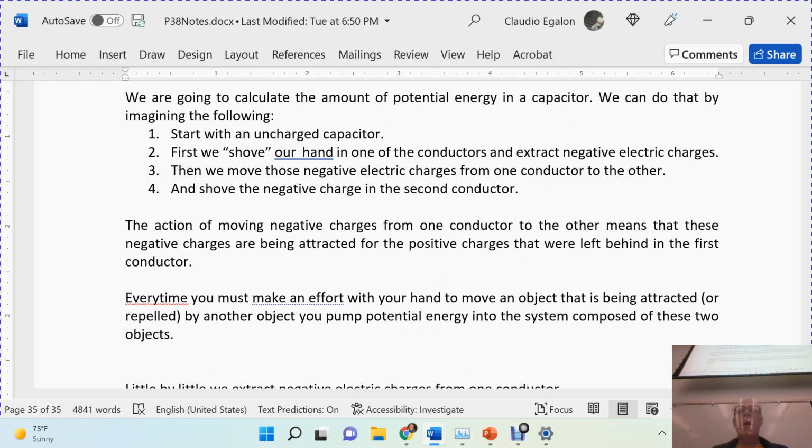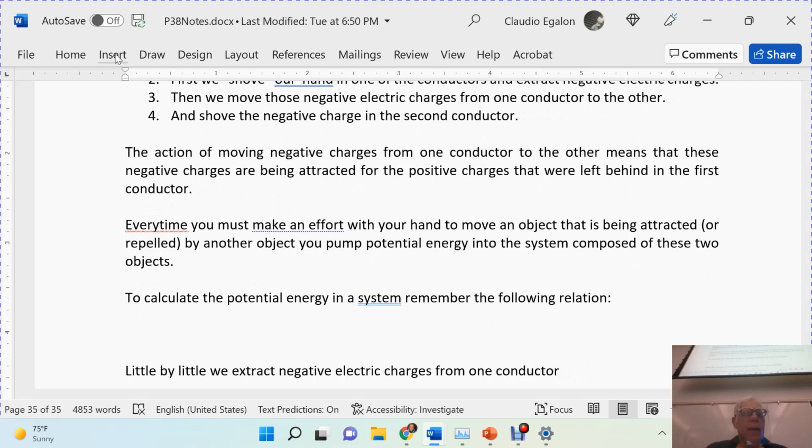It's a very important idea to keep in mind. There is a very close relation between energy and force, so much that the definition of potential energy is the force dot ds, right? Force, of course, I'm referring to a conservative force. So how do we do that mathematically? Now we're going to get into the actual calculation. To calculate the potential energy in a system, remember the following relation.